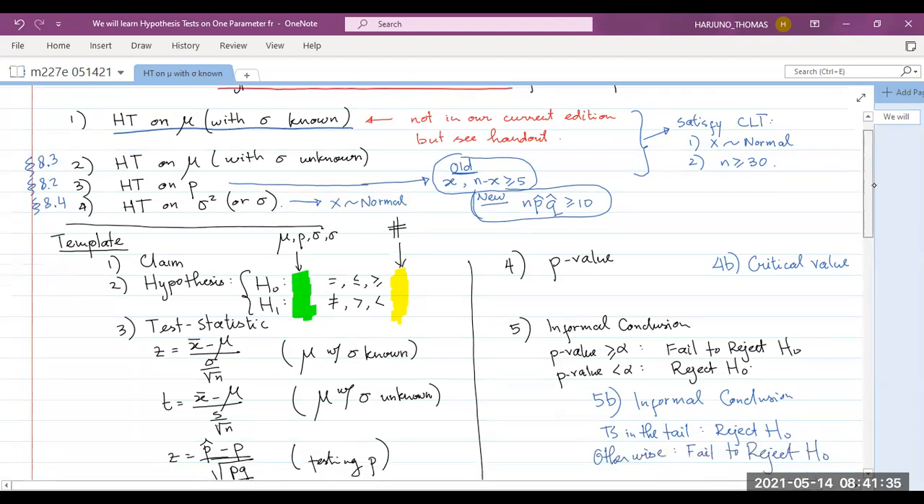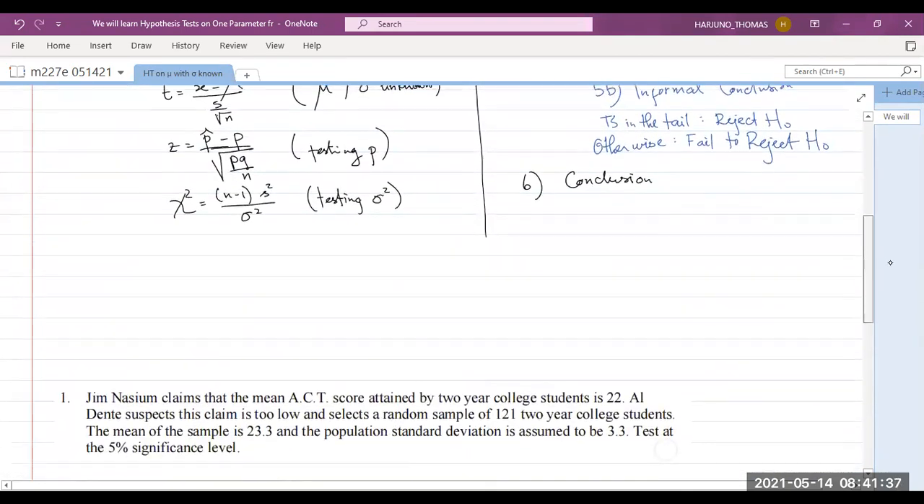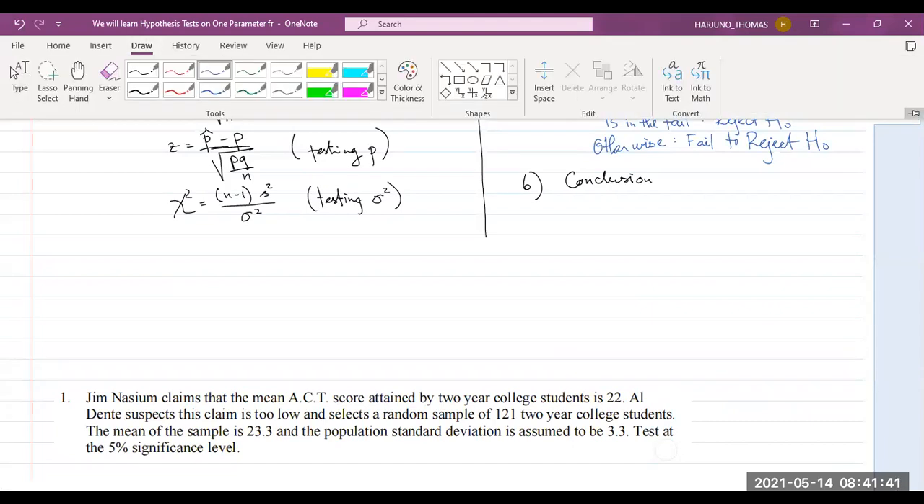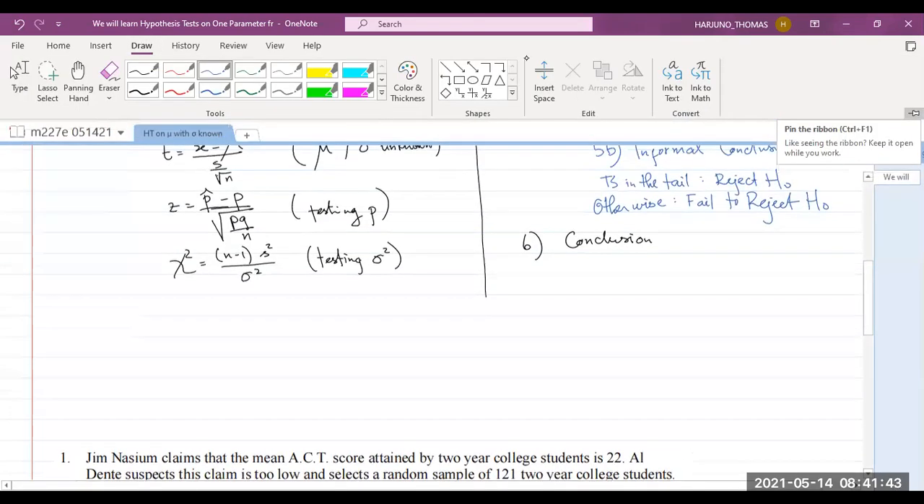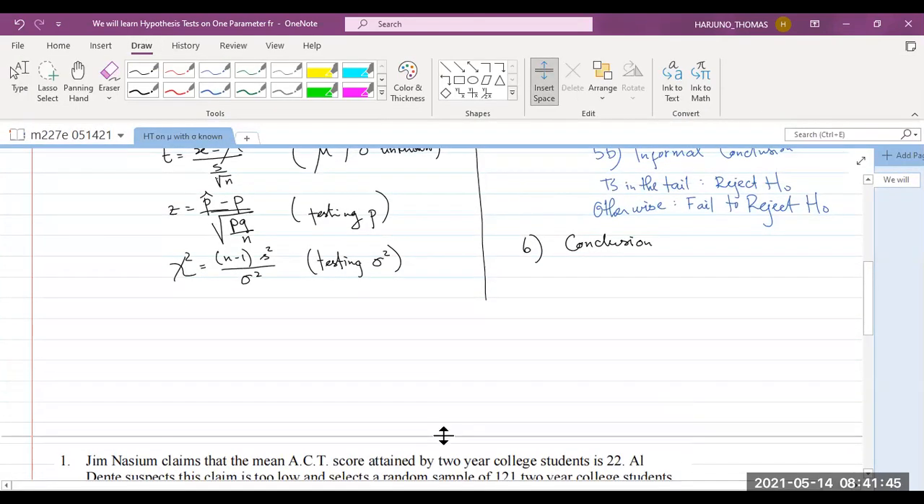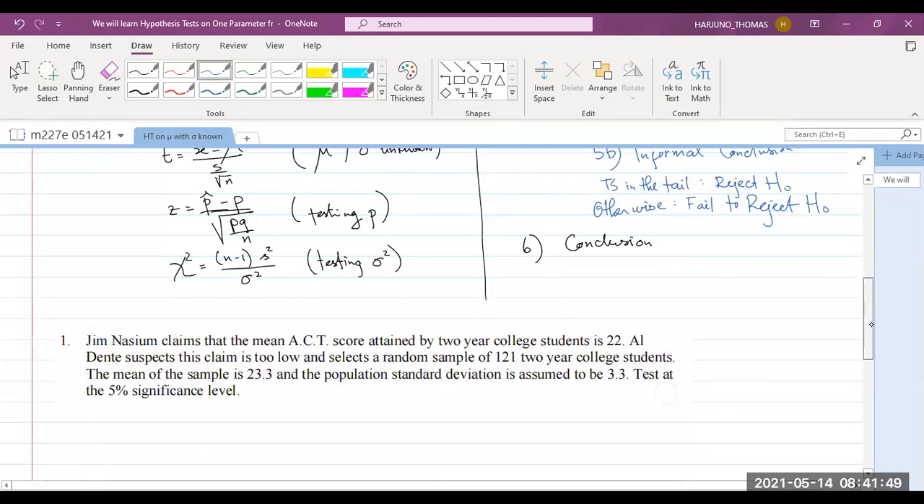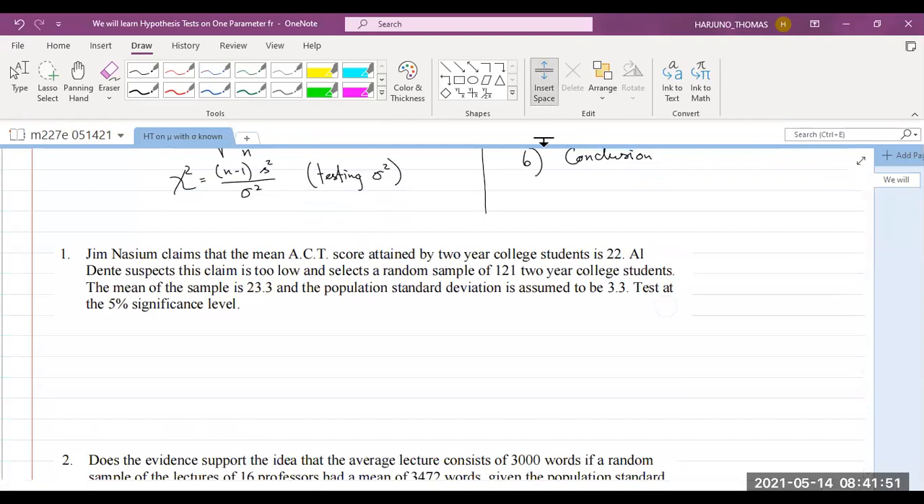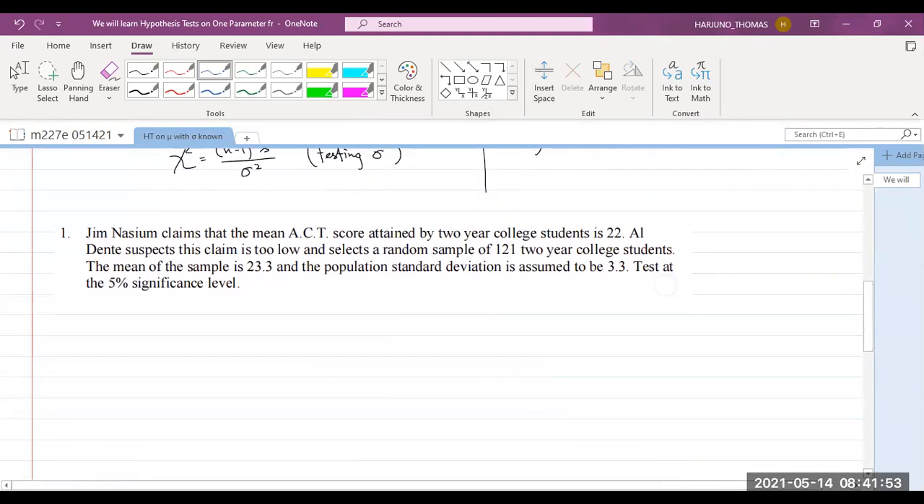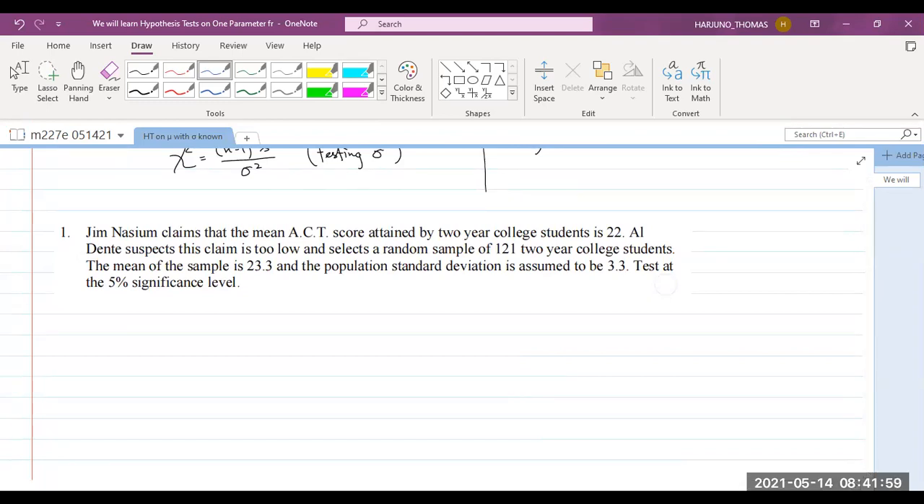Now, let's start with some examples: hypothesis testing for mu with sigma known. I will do 3 problems, and I picked these questions from the internet, so please forgive my wording, which is not mine. You can get these questions from the handout that I posted on the discussion board. Jim Nation claims that the mean ACT score attained by 2-year college students is 22.